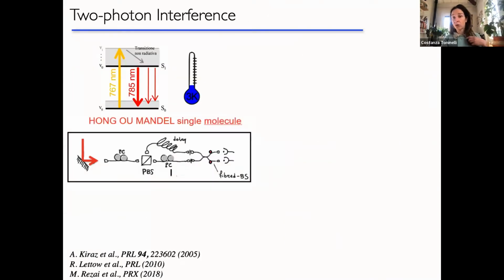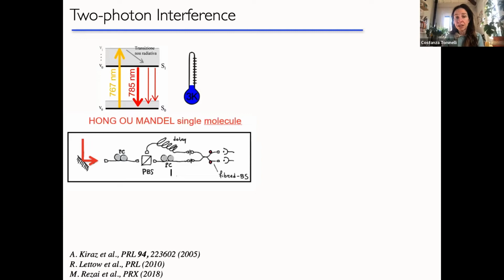What about two photon interference? Okay, we saw potentially lifetime limited transitions. Can we measure two photon interference? And how is this done? Okay, so here is the beam splitter that now looks different because it's a fiber coupled beam splitter. And we want to send photons at the two input ports of this beam splitter.